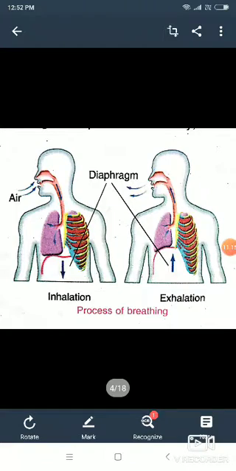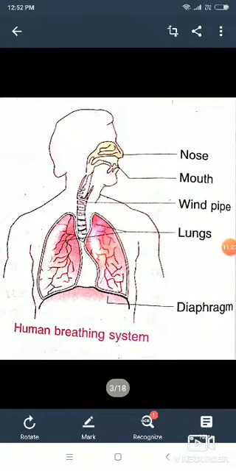Now this is the process of breathing. I think this is clear to all of you, and you can draw this very well. When the process of breathing will come, then you will have to draw inhalation and exhalation both. Okay, now come to the breathing system, human breathing system. What will you do? Only you will draw the breathing organs involved in the breathing process. Okay, so this is the diagram of the breathing system, not process of breathing.